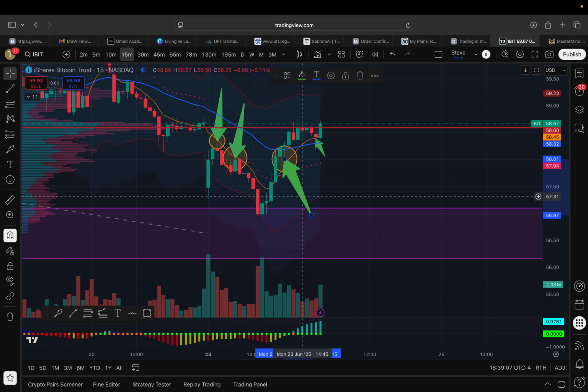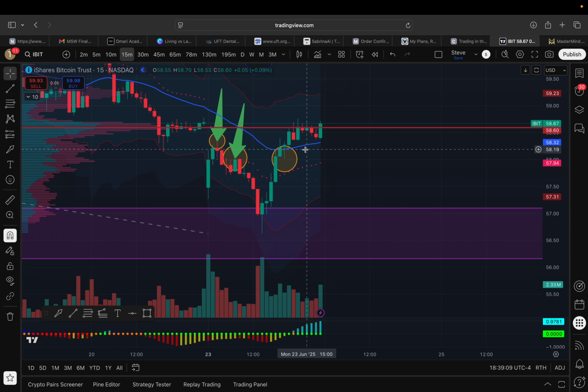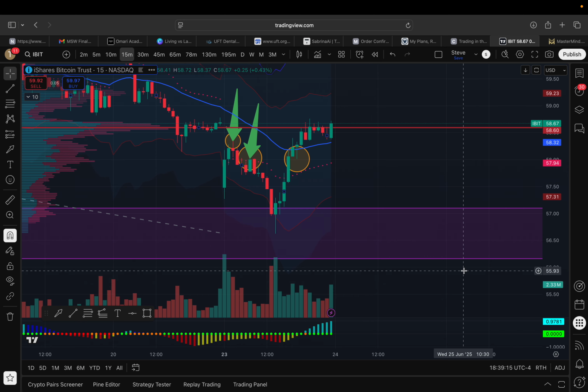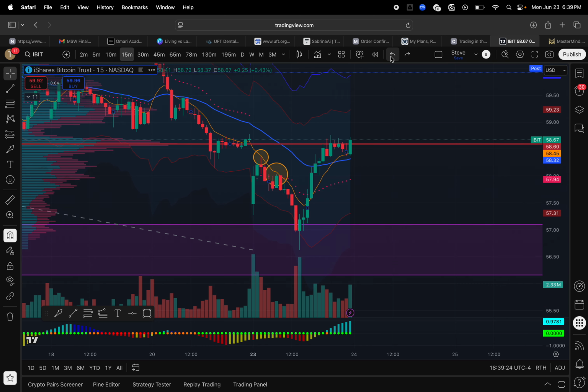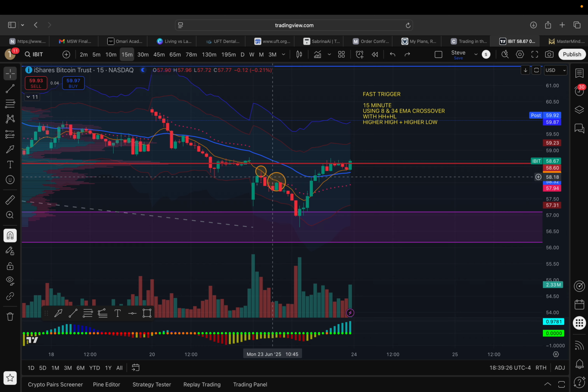Now what we need after that is the EMA crossover. So how do we get that EMA crossover? Well, it looks just like this. The orange line crossing over the blue line. That's my fast trigger.